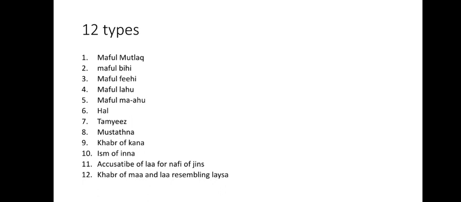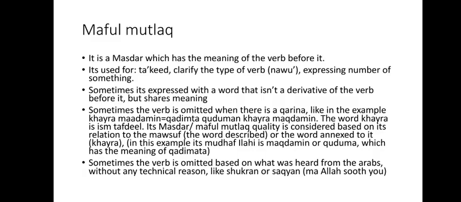Then you have the khabar of kana, which we've discussed slightly, the ism of inna, which we've slightly discussed, the mansub of la, which is for negating genus, which we've slightly discussed, and the khabar of ma and la, which resemble laysa, which we've slightly discussed. So let us begin with maf'ul mutlaq.